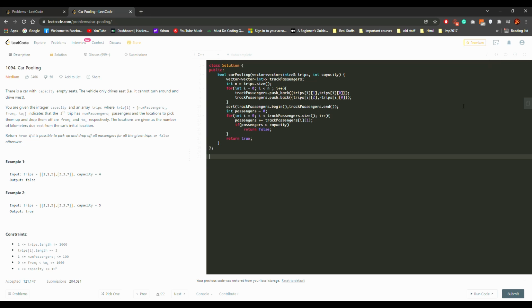The trick of my solution is that you maintain at every distance how many people are entering and leaving the car. I guess that will do the trick. And you sort the array as per all the distances in increasing order, and then you do the summation of all the passengers, how many people are entering and leaving the car at any given point. If it is greater than the capacity, then you can return false because you won't be able to complete the journey. Otherwise, you will be able to complete the journey, pick up and drop off everyone. So that's pretty much it, I guess.